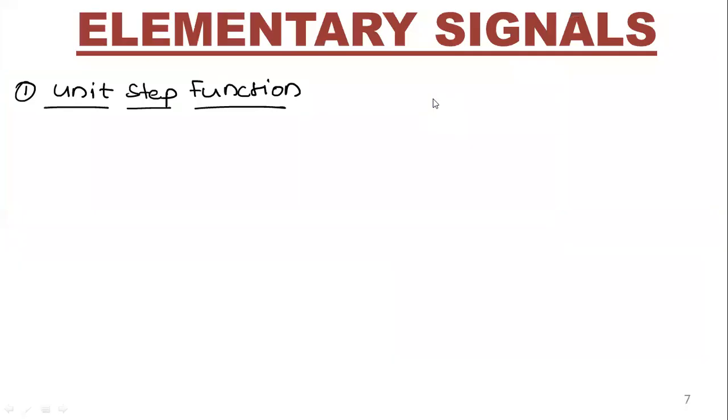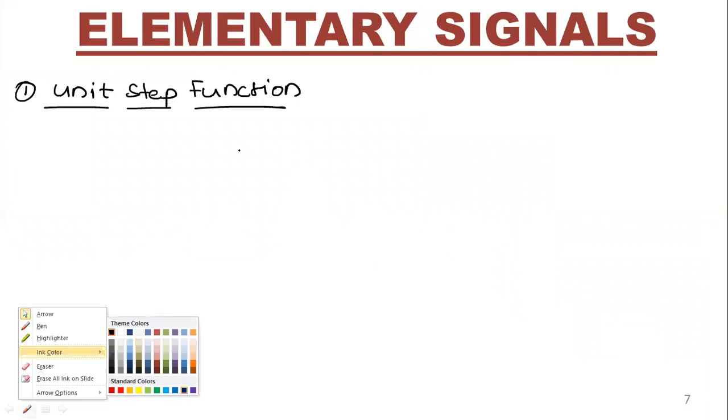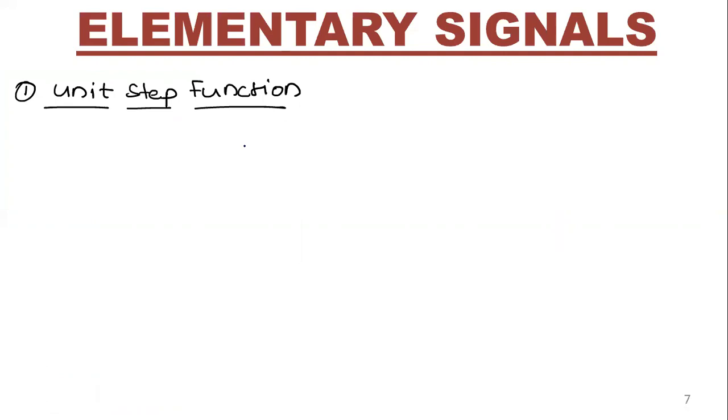So let's see. The first type is a step function. So I will directly go into the subject. The first type is a unit step function. So what do you mean by unit step function? At least some of you might have already studied this. So a unit step function we'll study in two different ways.